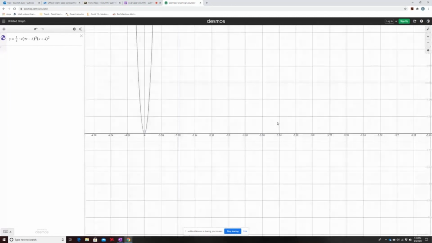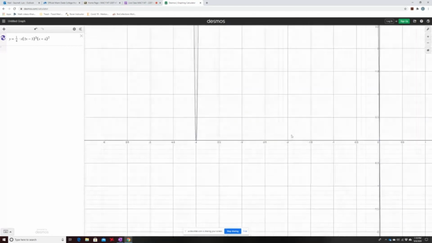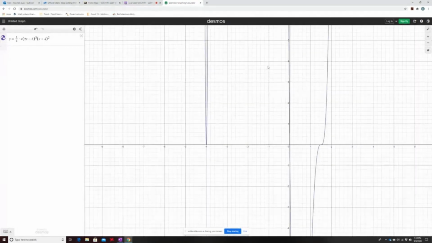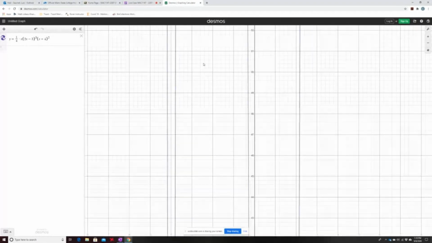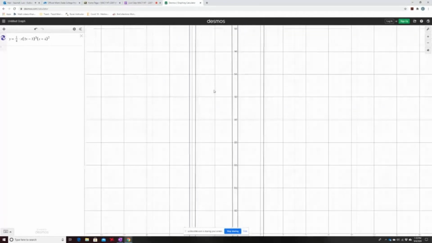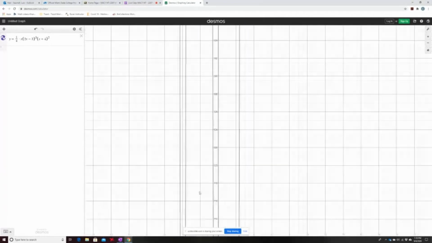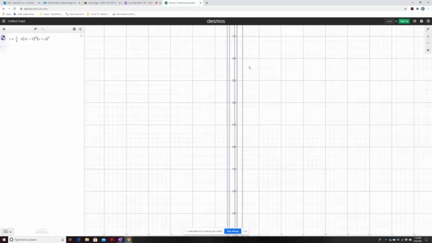It's kind of hard to get an overall picture because it looks like the function shoots very high. Of course, because the degree is high, right? So let's see how high it goes here before it goes down. Oh, it's shooting very high. Where is it?